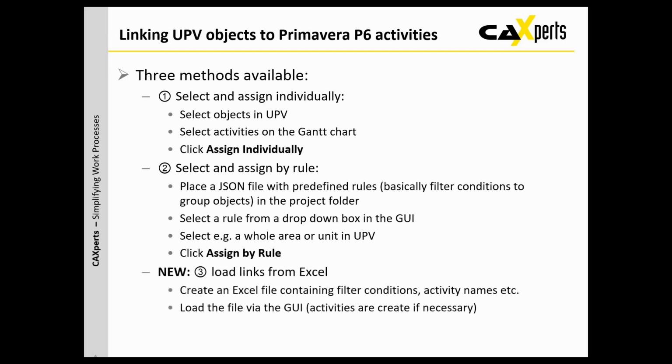And then finally, we've got a new method here. The customer has asked us to do this, and I think it's a brilliant idea. With the current version, you can now load links from Excel. It's basically an Excel file containing filter conditions, activity names, and so on. Then you can just load the Excel file, and it would link the activities to the items in UniversalPlantViewer and even create activities if necessary.